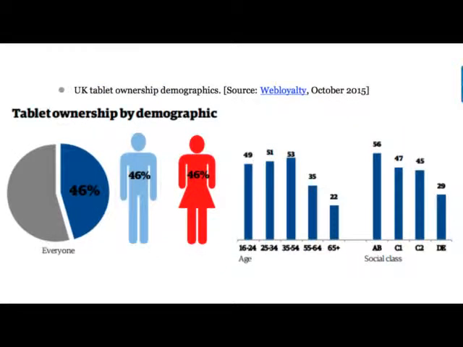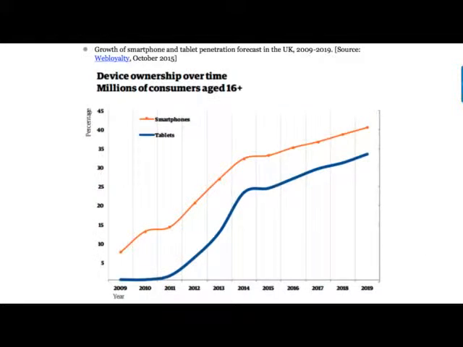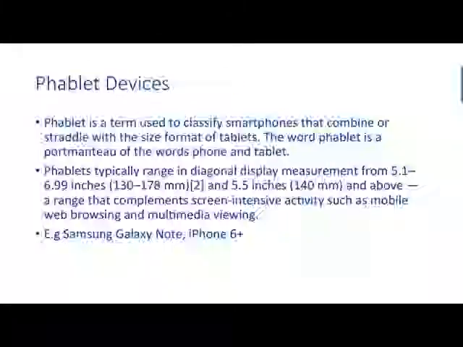UK tablet ownership demographics, so you can see 46% of people have a tablet. Again, you can see the sex demographics, age demographics, and the social class as well. The growth of smartphone and tablet penetration. This is a forecast graph from 2009 to 2019, and you can see that the ownership of tablets and smartphone devices is only going to grow over the next 5 years.